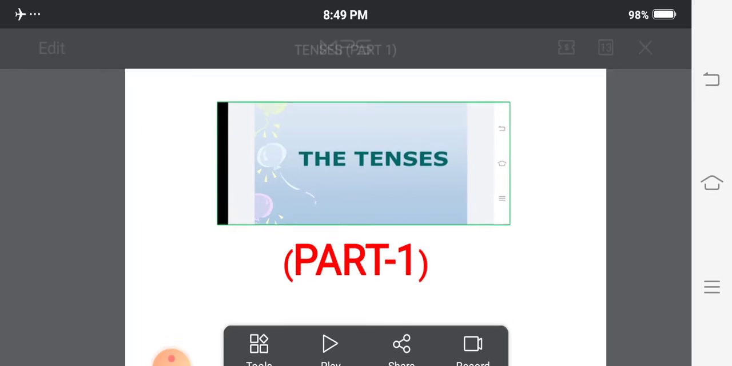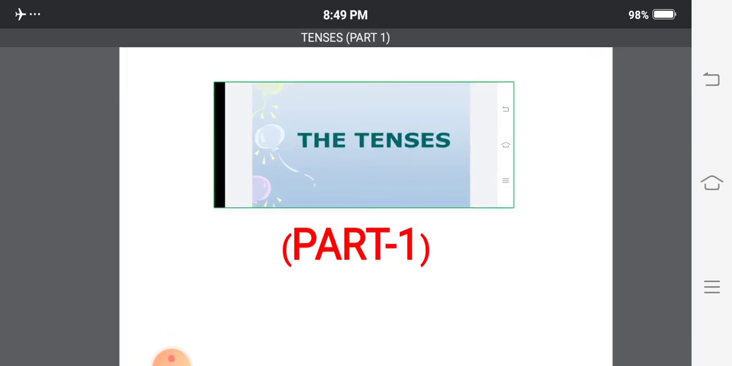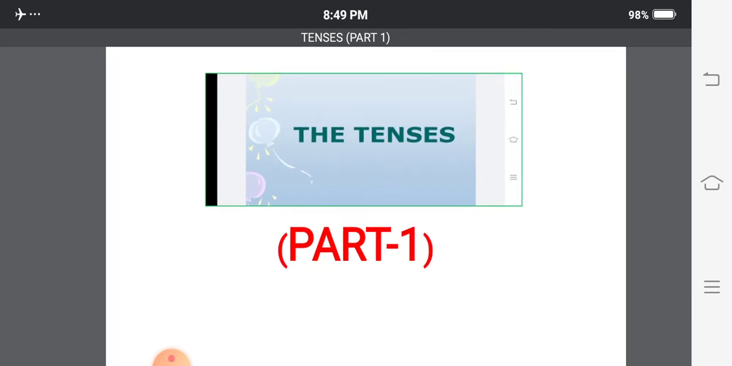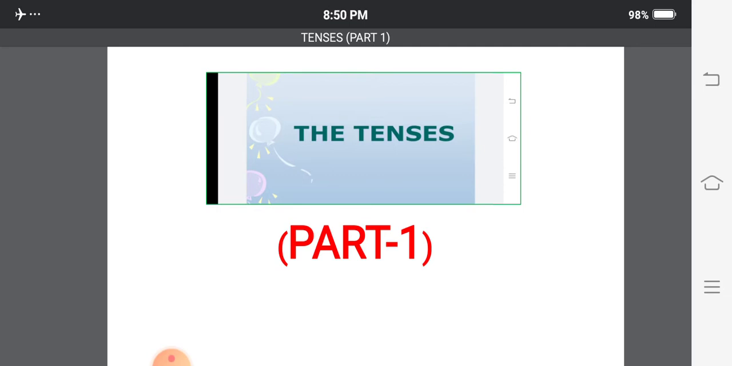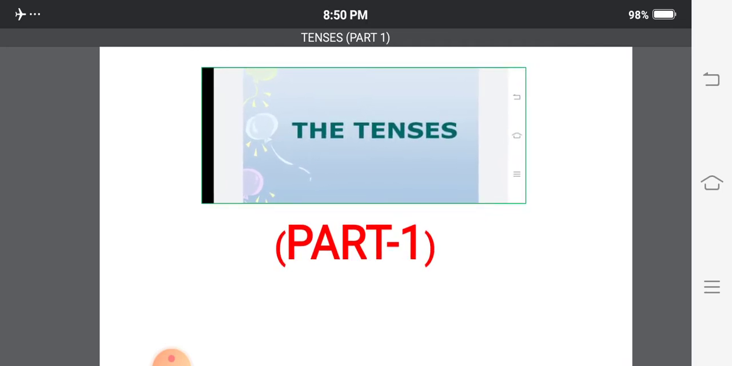Today I have taken one lesson from the grammar section, tenses. In my previous few classes, I taught the determiners. Now I will start the tense in English grammar. Uses of tenses, different tenses. Today is part 1. I will do part 2 and part 3 to have a wholesome discussion of the uses of tense in English grammar.